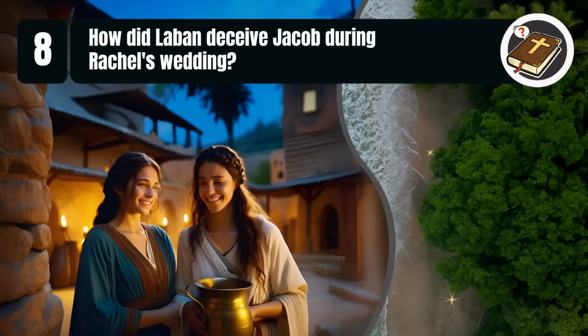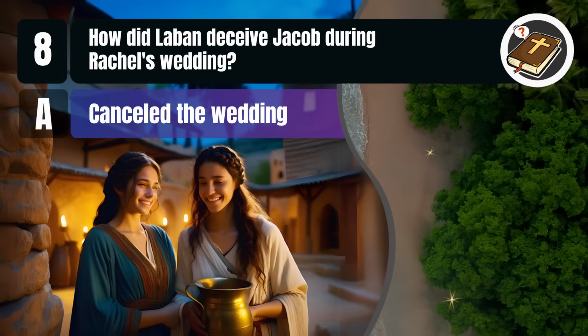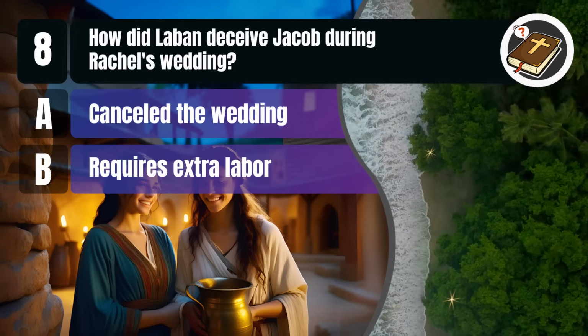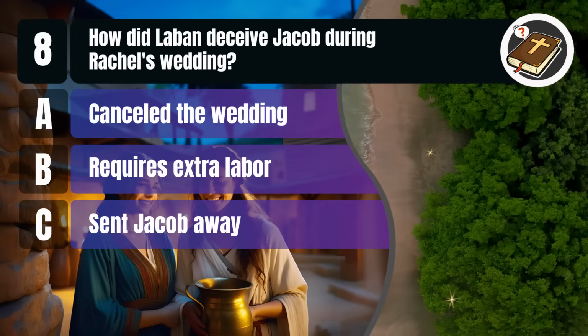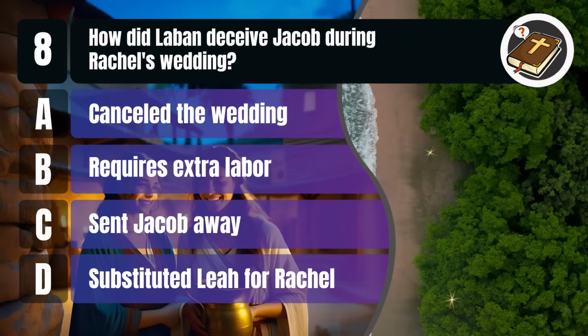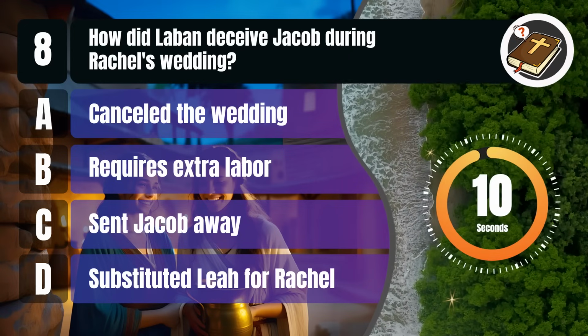Question 8. How did Laban deceive Jacob during Rachel's wedding? A, canceled the wedding. B, requires extra labor. C, sent Jacob away. D, substituted Leah for Rachel. You get 10 seconds.